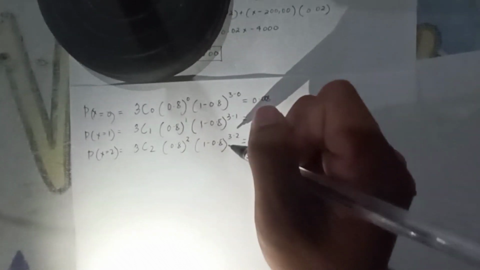And then P of x equals to 1, so you have your 3 C 1, raised to 1, which is the number of x, and then 0.8 raised to 1, and then 1 minus 0.8 raised to 3 minus 1. So the value is 0.096. Then P of x equals to 2. Then substitute 3, the combination C 2, and then 0.8 raised to 2, then 1 minus 0.8 raised to 3 minus 2. So the answer is 0.384.